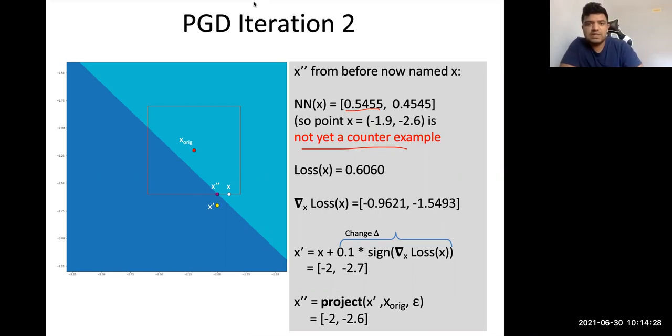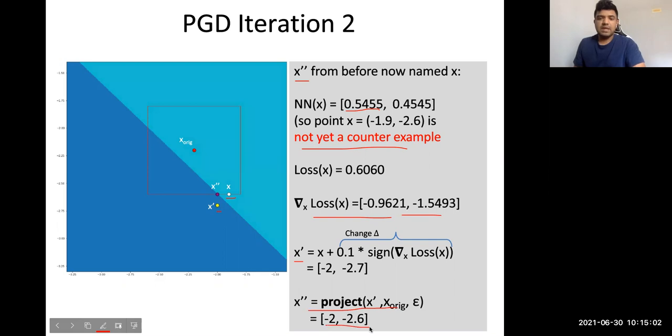It's an iterative process. This is our second iteration. We repeat the process. So x double prime from the last slide is x now. And we again do the same thing. We have two negative sign values, similar calculations as we saw previously, and we come up with this x prime, which is again outside the box, and we want to project it back inside the box. We perform our projection function, and we project it back, and these are the coordinates we get.